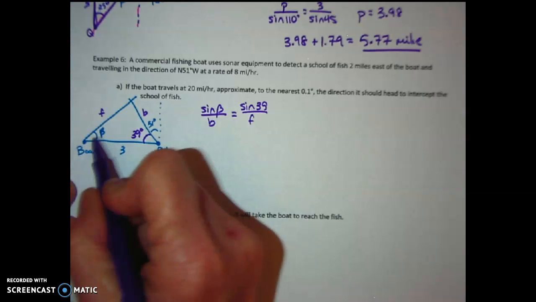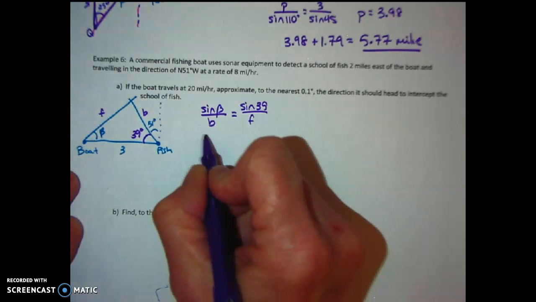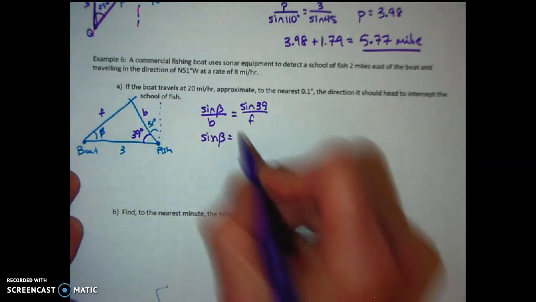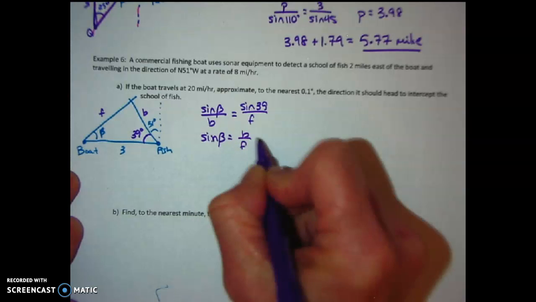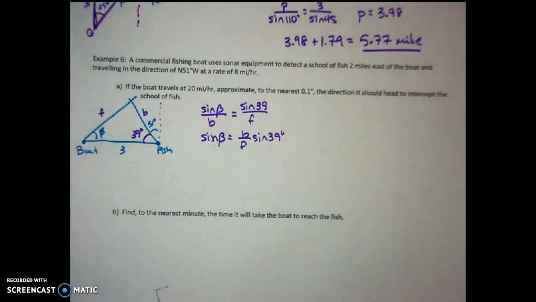Well, the question's asking me what this angle B is, so I'm going to solve this for the sine of beta. Multiplying both sides by B, I could write this as B over F times the sine of 39 degrees. But now I've got a problem because I have three variables. I have the sine of beta, I have B, and I have F.